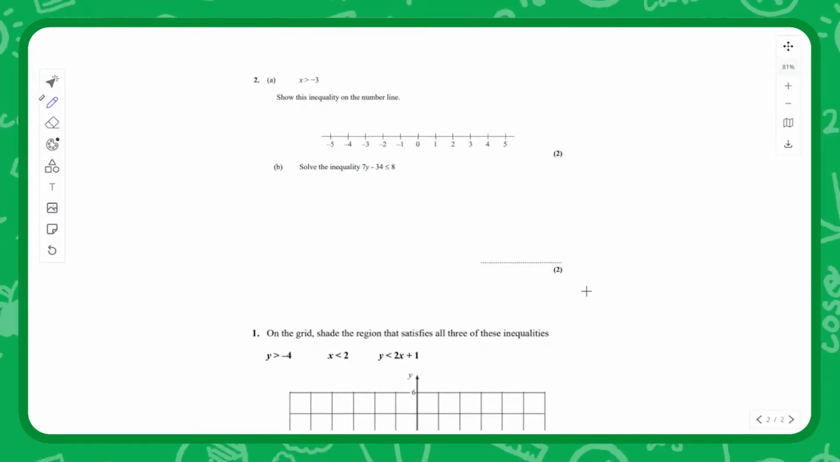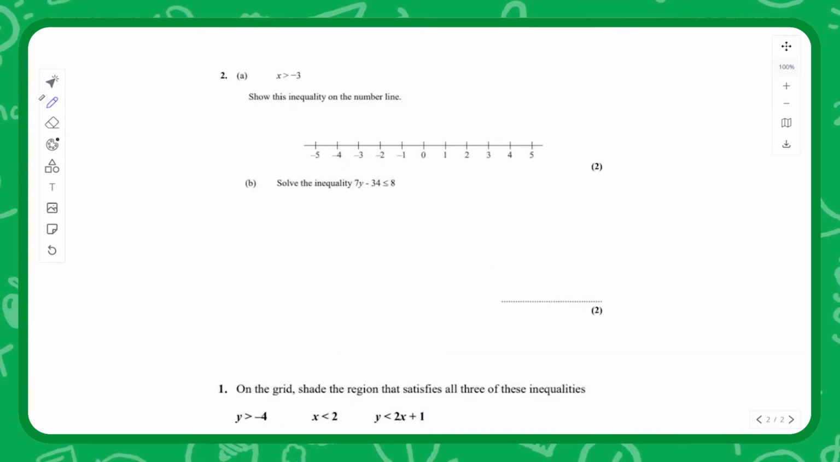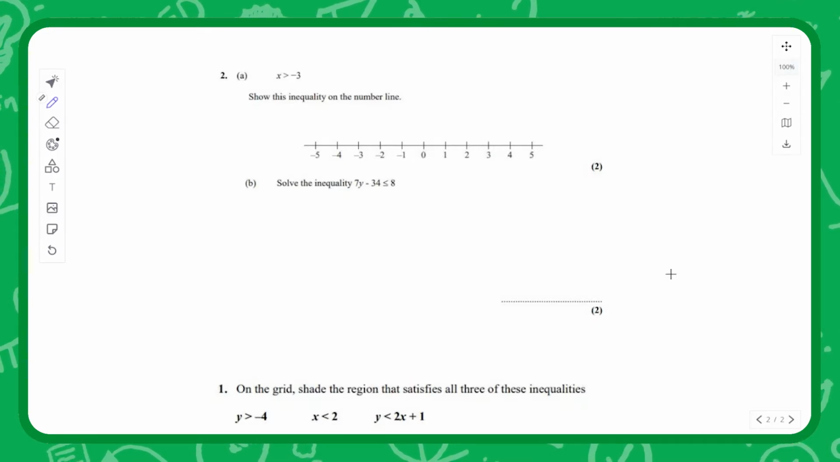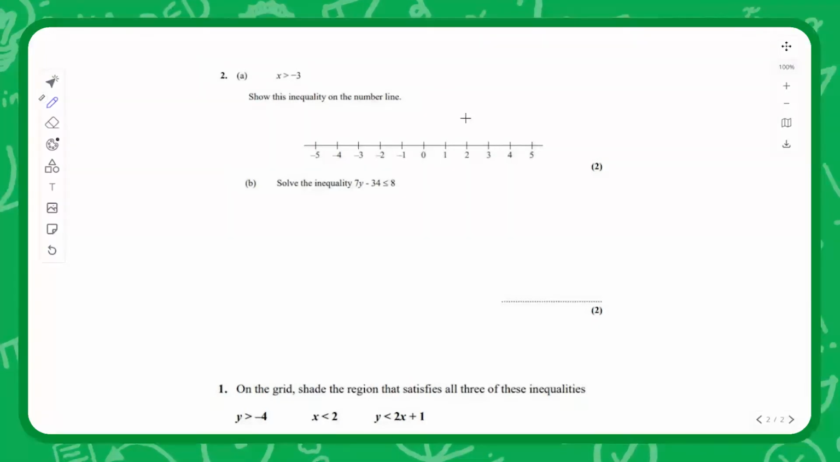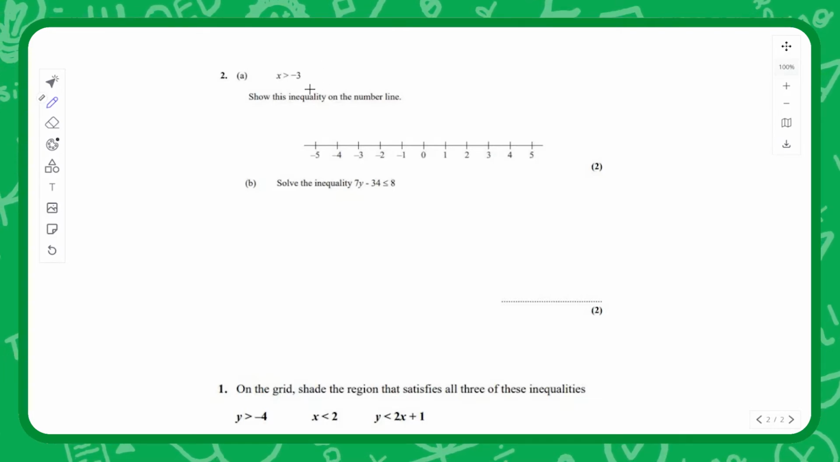Right, let's go ahead and do some example questions. So we've got 3 questions, 1 for each topic. First of all, we're going to look at showing an inequality on a number line. So we've got an inequality, X is greater than -3.